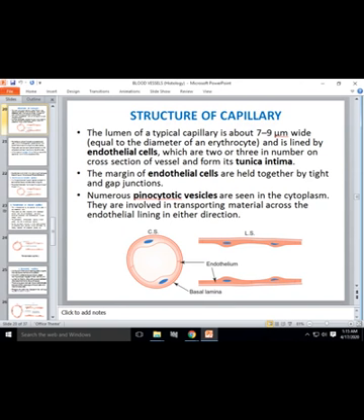The margins of the endothelial cells are held together by tight junction or gap junction. Numerous pinocytotic vesicles are seen in the cytoplasm. They are involved in transporting material across the endothelial lining in either direction.